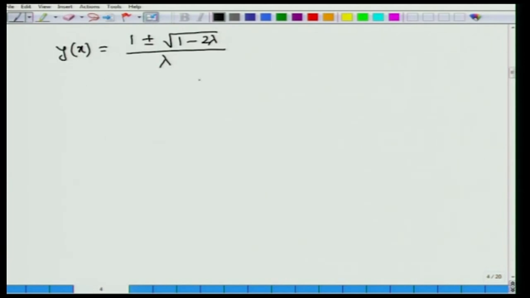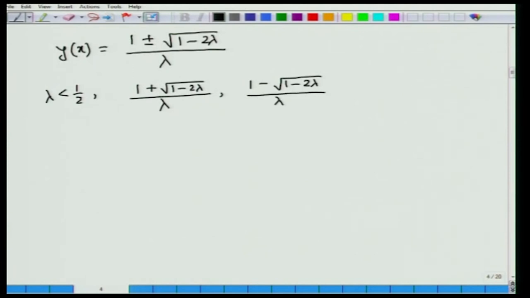Now, this expression is a little bit interesting in the sense, first of all, you can observe that whenever lambda is less than half, we find two solutions. One is 1 plus root over 1 minus 2 lambda divided by lambda, and the other is 1 minus root over 1 minus 2 lambda divided by lambda. So, this clearly shows that the problem has two solutions.